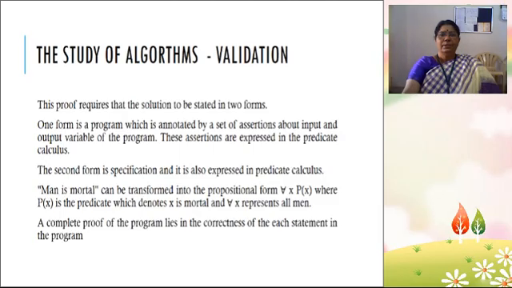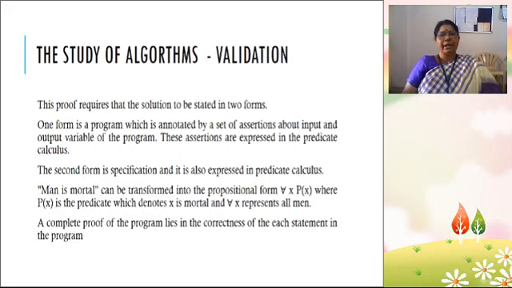So this proof, how do you prove that this algorithm works perfectly for all possible inputs? There are different ways. That could be expressed as a set of assertions about the input. These are the inputs and these are the outputs, and then we should check whether for these particular inputs the outputs are correctly produced. The second form is a specification, which can be expressed in predicate calculus. Hope you know what is predicate calculus.